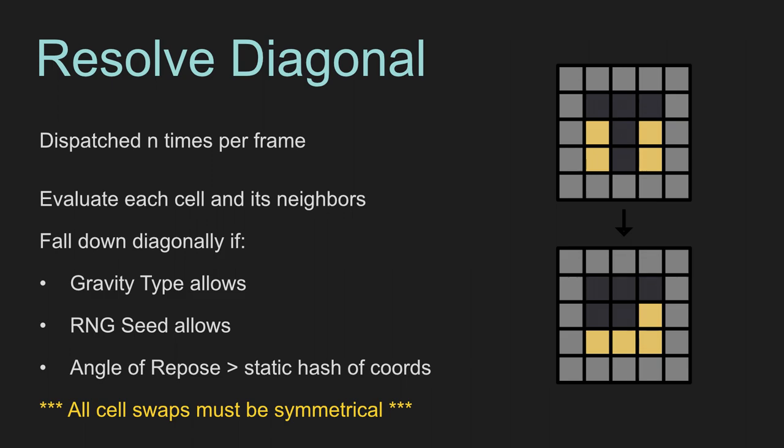Instead, I use static RNG in the form of a deterministic hashing function that takes two inputs and returns one float output between 0 and 1. I pass a cell's x and y texture coordinates into this hashing function and compare the value to its angle of repose. Since this is a deterministic process, I am able to keep the swap check symmetry, and steep piles of cells will stay steep forever.